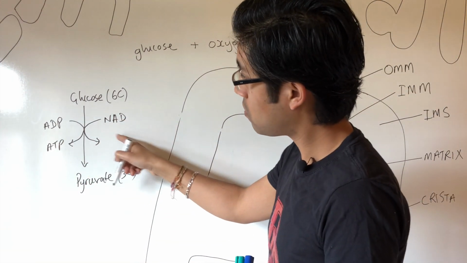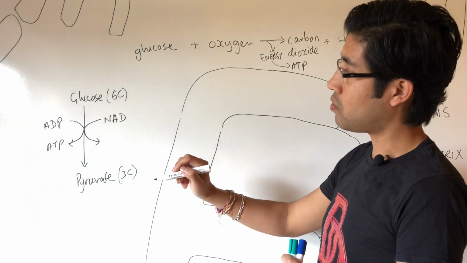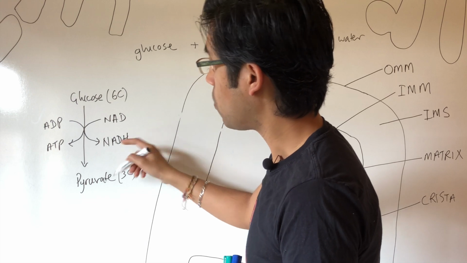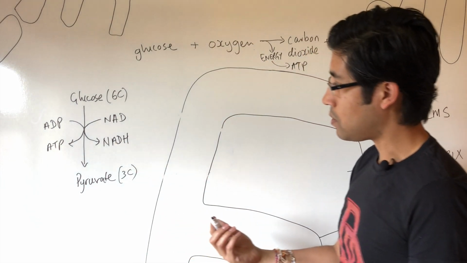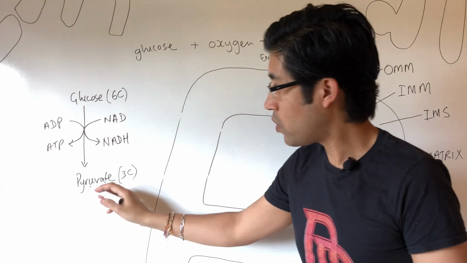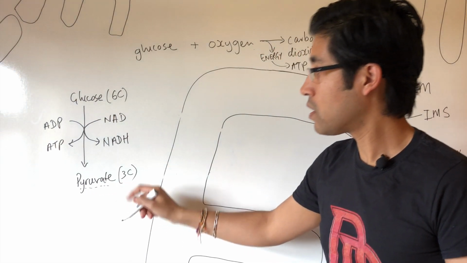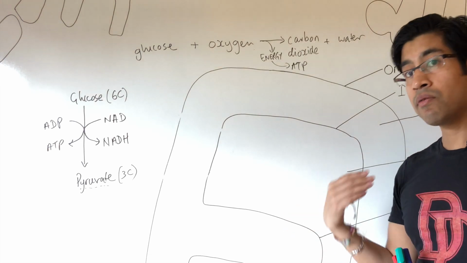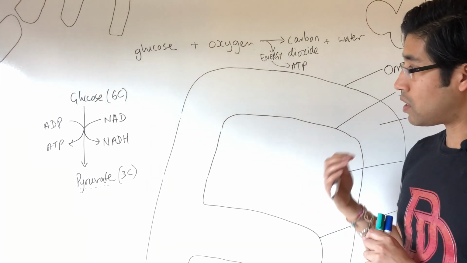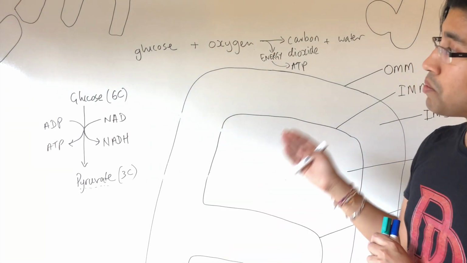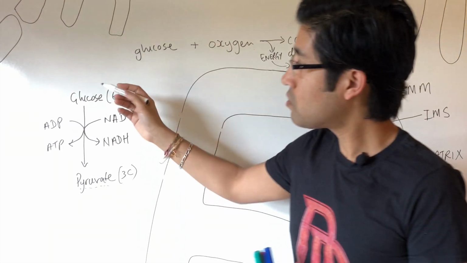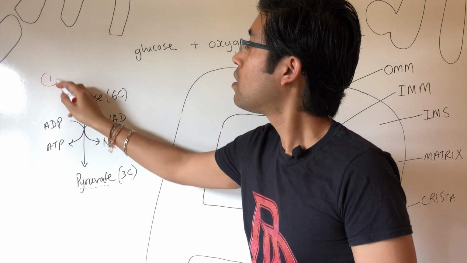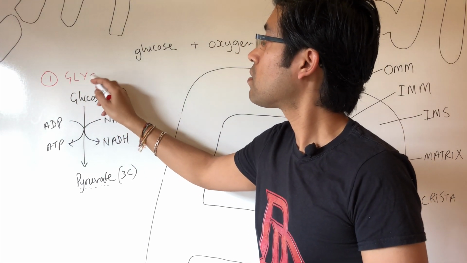So you've got to keep your eyes on ATP and you've got to keep your eyes on NAD. So once the NAD is carrying hydrogens, we call it NADH or reduced NAD. Anyway, the point is that we have now made pyruvate, and pyruvate is going to enter the mitochondria, and the aerobic stages of respiration will begin. This stage is called glycolysis. So stage 1 is called glycolysis.